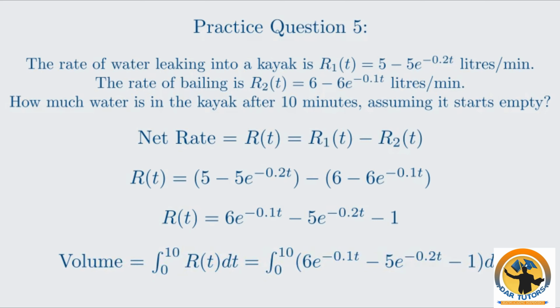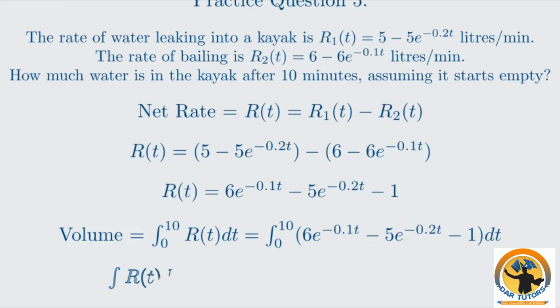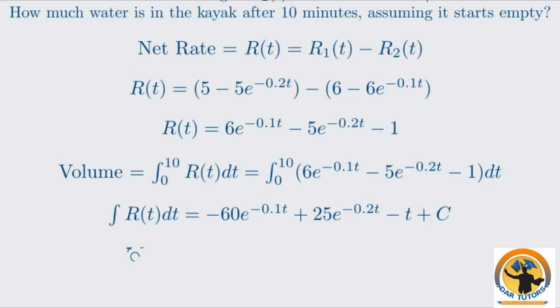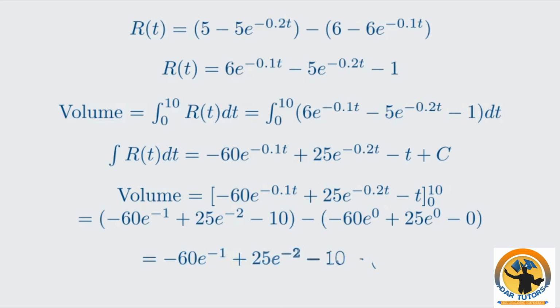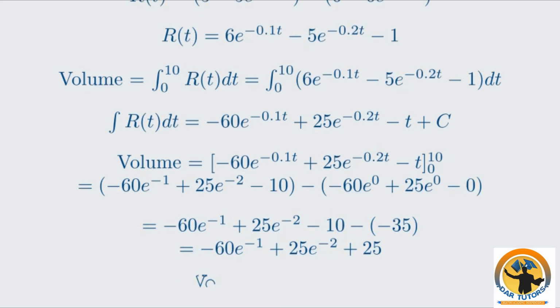Let's find the antiderivative of each term. The antiderivative is negative 60e to the negative 0.1t plus 25e to the negative 0.2t minus t. Now we evaluate this from 0 to 10. Plugging in the bounds, we get the expression shown. Remember that e to the 0 is 1. This simplifies to negative 60e to the negative 1 plus 25e to the negative 2 plus 25. Using a calculator to find the approximate value, we get approximately 3.28 liters. So after 10 minutes, there are about 3.28 liters of water in the kayak.